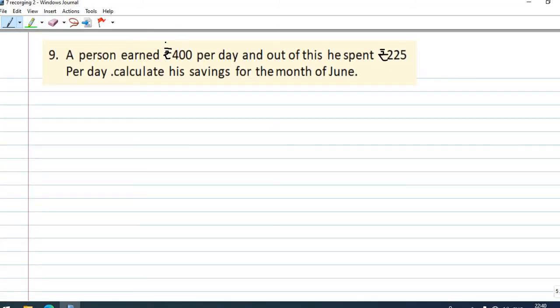Listen, children. A person earned rupees 400 per day. Each day he is earning rupees 400. Out of this 400, he spent rupees 225 per day. I am going to calculate savings for the month of June. So savings means what? Savings is earning minus spent. Can you understand? How can I calculate a saving?